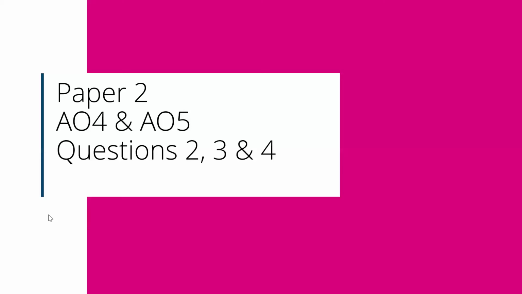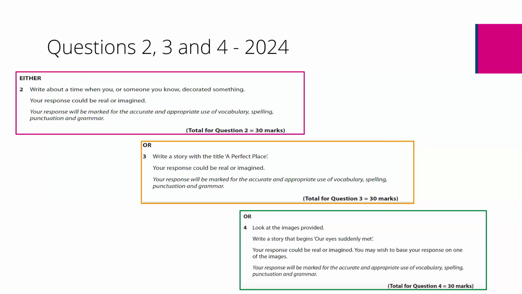So, moving on to paper 2, questions 2, 3, and 4. This is imaginative creative writing. Students have a choice here of 3 questions. These were the 3 questions that were asked in the June 2024 paper. A time when you or someone you know decorated something, can be real or imagined, and then the signposting to the AO5. Write a story with the title A Perfect Place. Again, signposting to the AO5, and then one that uses the images in the question paper as a springboard, and they're given the start of that, 'Our eyes suddenly met.' It doesn't have to be on the image, of course, it can be just based on that title, as long as that's the opening line. So that was the choice that candidates had in the summer.